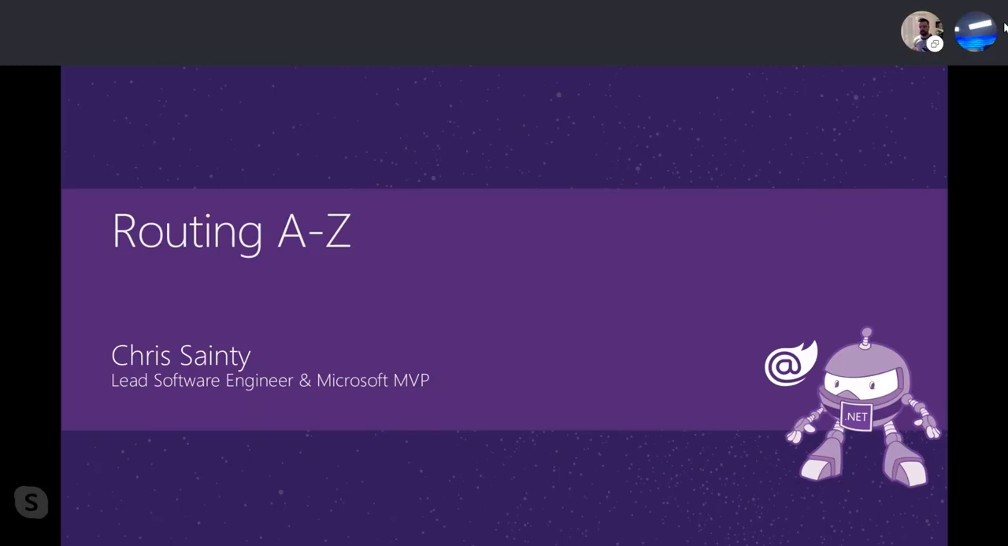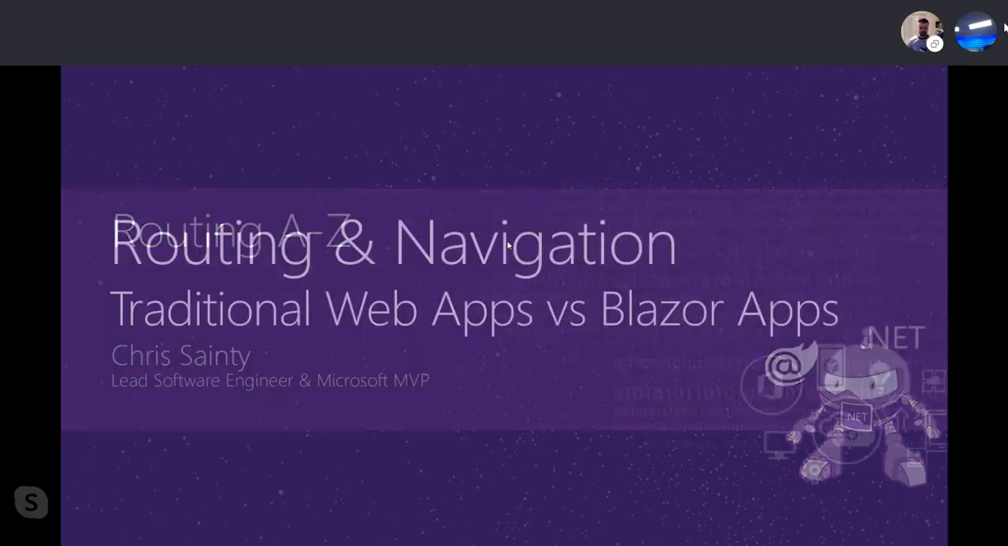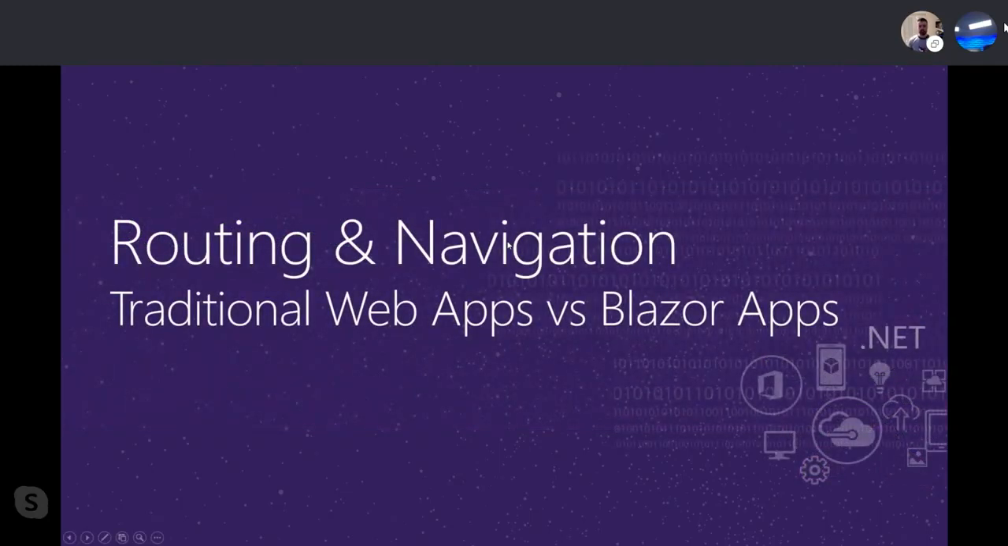I've divided the session up into two halves. The first half, we're going to be in PowerPoint. We're going to look at all the various parts of routing in Blazor, and then we're going to move over to Visual Studio for the second half and go through some code demos. So we'll crack on because we've got a lot to get through. Let's start off by looking at some real fundamentals. What's the difference between traditional web apps and Blazor apps in terms of routing and navigation?